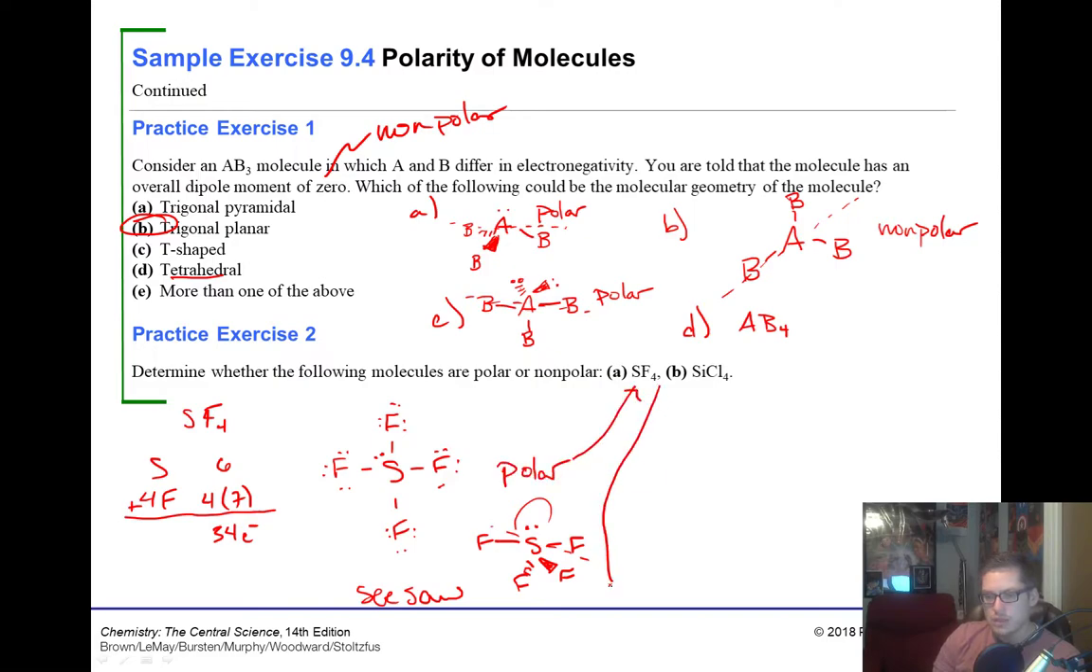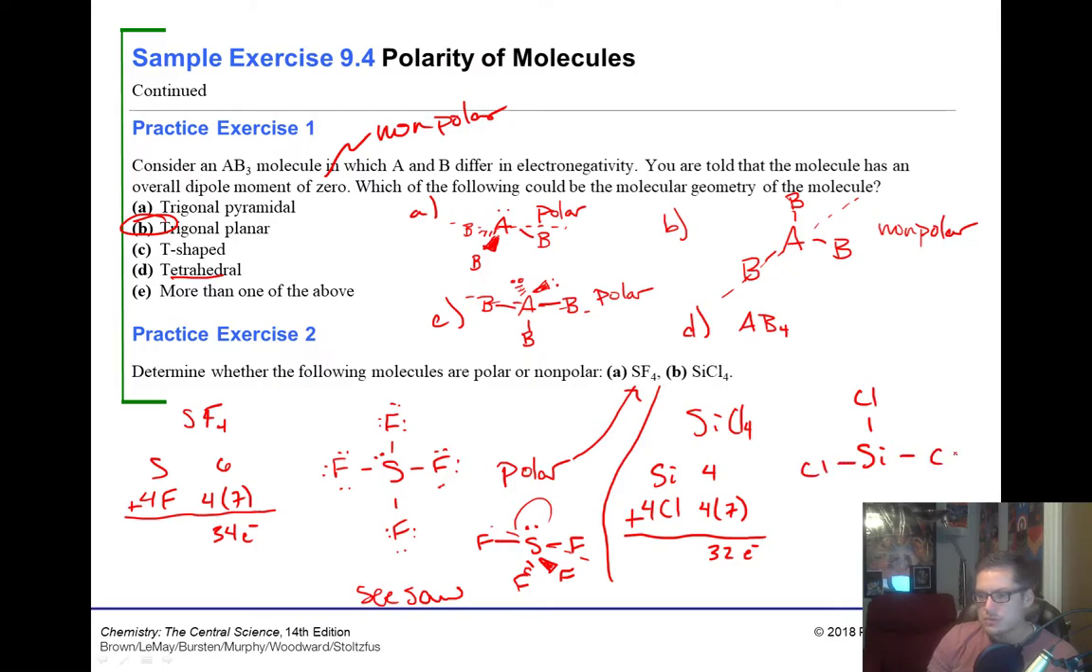Now let's try B. Silicon tetrachloride. So you've got silicon and 4 chlorines. We're going to add those up. Silicon has 4 valence electrons. I should have known that, it's right underneath carbon. That was silly. And then 4 times 7 is 28, so it's got 32 electrons. So we put silicon in the middle, attach all these chlorines to it, and give them full lone pairs.